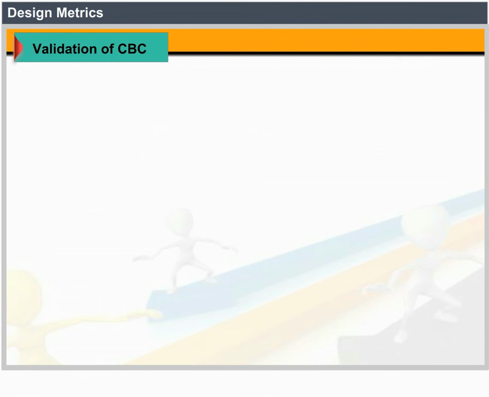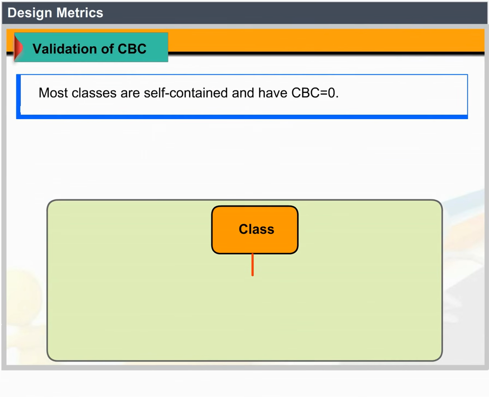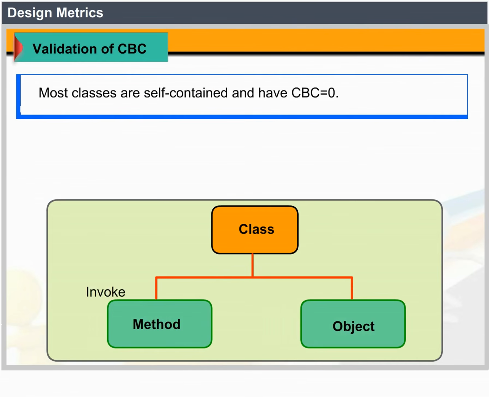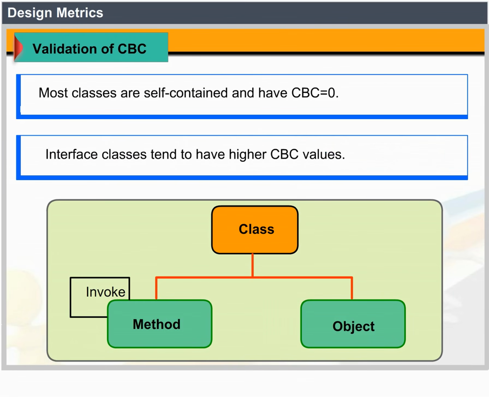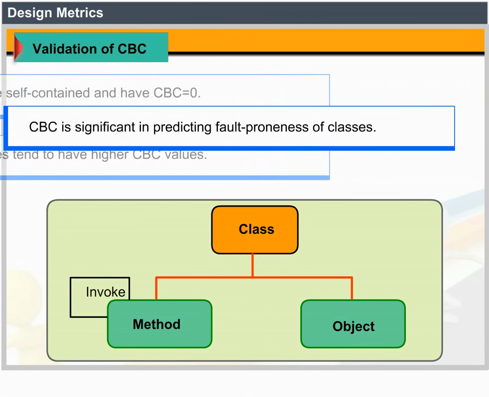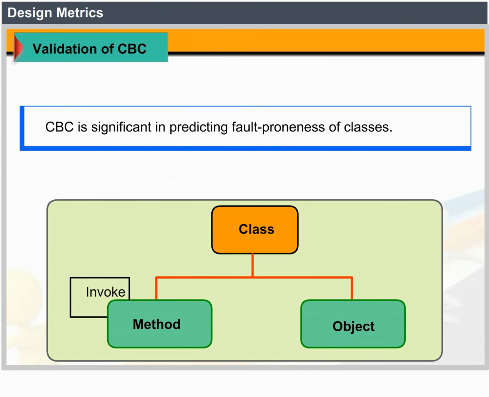Validation of CBC. Most classes are self-contained and have CBC equaling 0. Interface classes tend to have higher CBC values. CBC is significant in predicting fault proneness of classes.